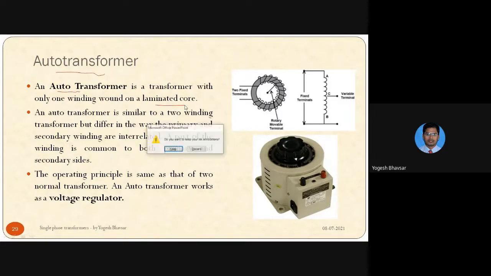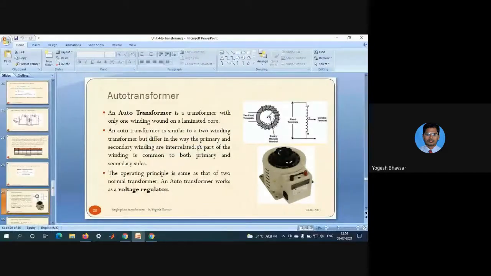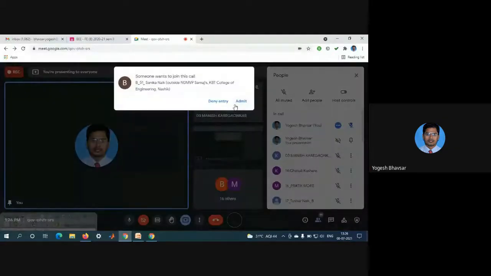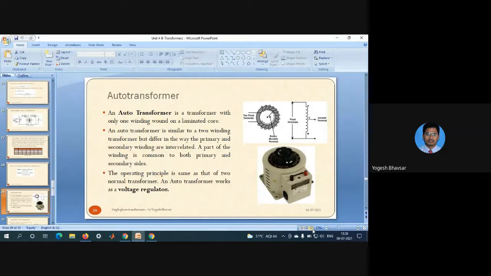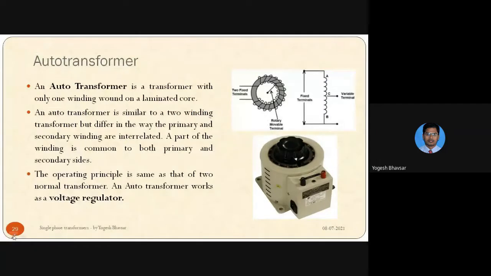Again, someone is waiting there. There is a disturbance. Either you join on time or join through your KBT COE ID. If you join through a private ID, I need to allow you to enter. Sanika.